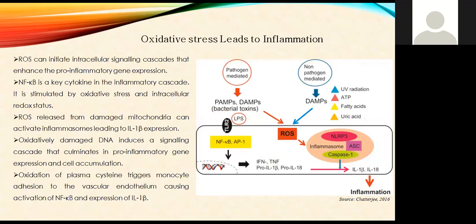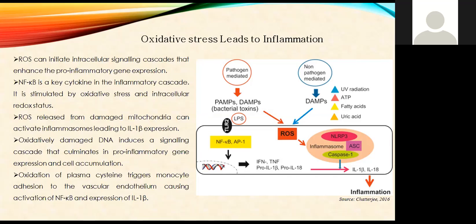Then oxidative stress can lead to inflammation. They are interrelated to each other. Means inflammation can also lead to oxidative stress, as oxidative stress leads to inflammation. How? The ROS present in the wound area may initiate an intracellular signaling cascade, which increases pro-inflammatory gene expression, which in turn causes more inflammation.